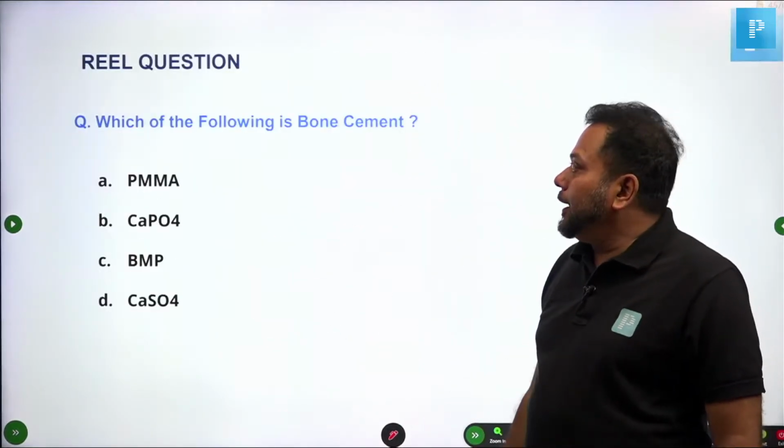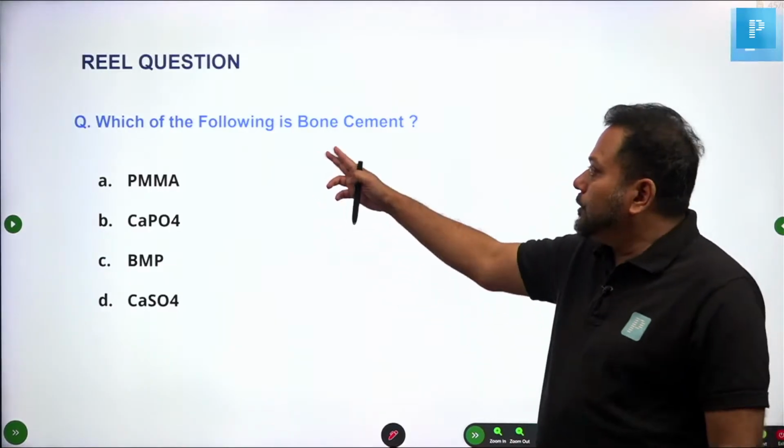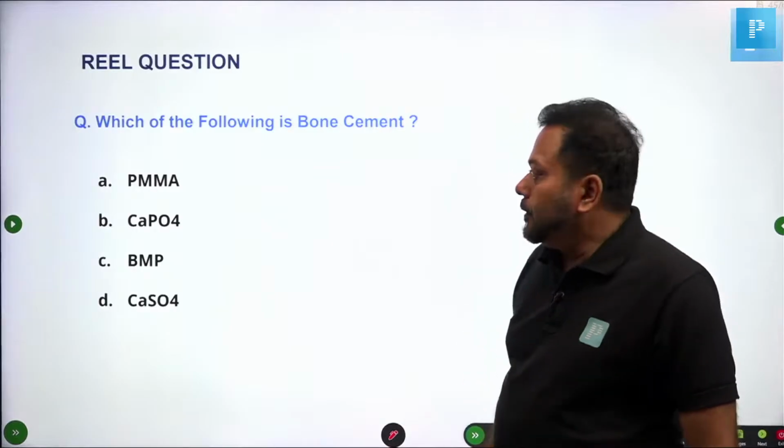Now we will go to the next thing. Which of the following is bone cement? I think 2 more questions. Which of the following is the bone cement?